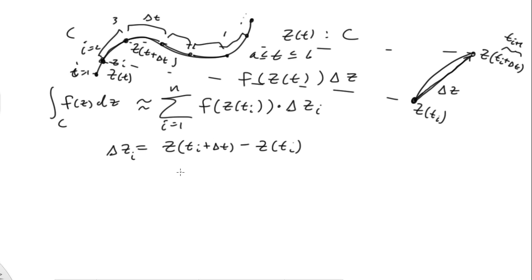All right. One way to write this, as long as delta t is small, we can write this as dz dt evaluated at t i, times some very small delta t. All right, so that's a good approximation.